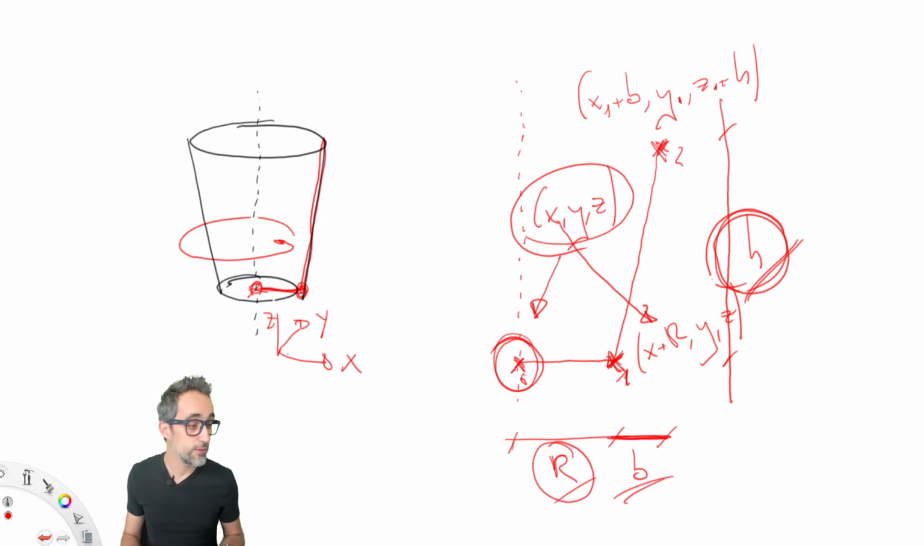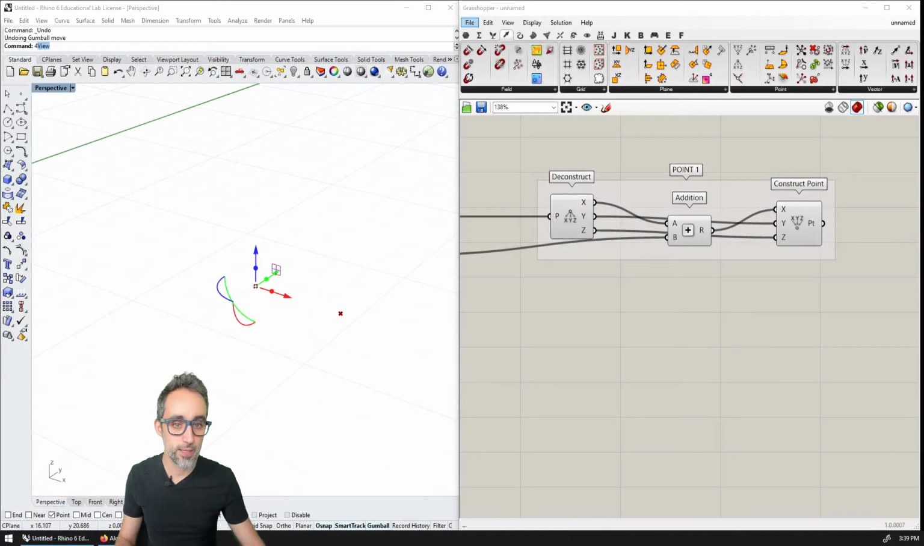So the only thing that we need to do now is break down those relationships, take the coordinates of point 1, and use those to generate point number 2. So let's do that then. I'm going to go back here and say, I have the coordinates, I have point 1 here.